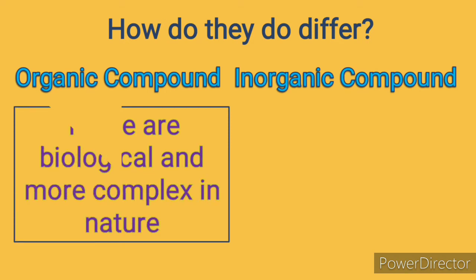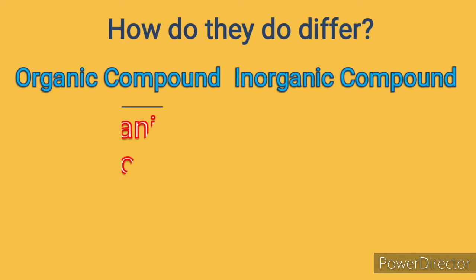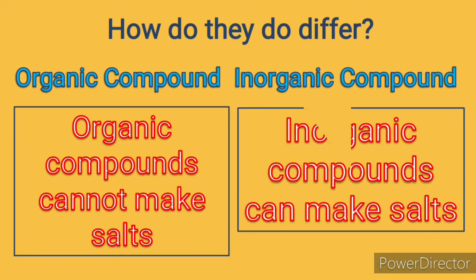What else? Organic compounds are biological and more complex in nature. Biological, like what was already said a while ago, means coming from living things. From the word bio, it means living things. And it is more complex in nature, while inorganic compounds are of minerals and of much less complexity in nature. So what else? Organic compounds cannot make salts, while inorganic compounds can make salts.